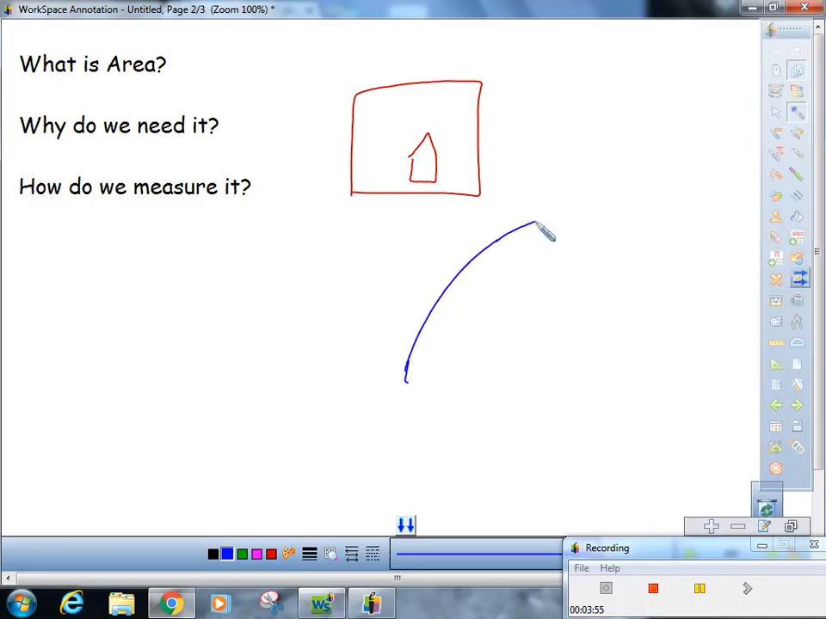Oh no, here we go again. Oh dear. I think the pen has run out. Bad timing. We're going to have to try to do this with my mouse.